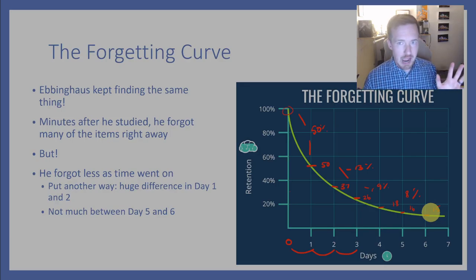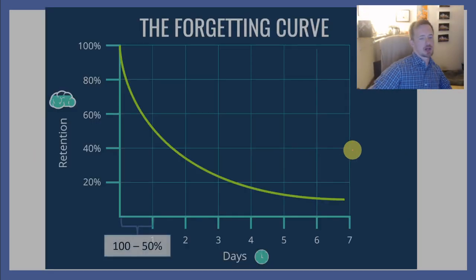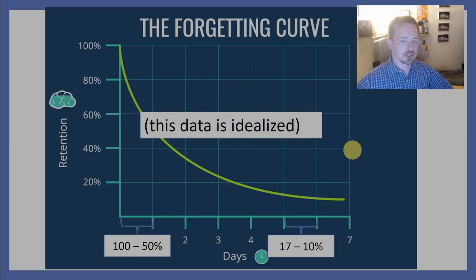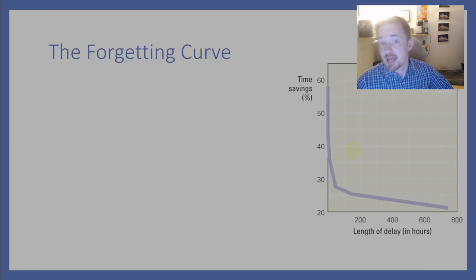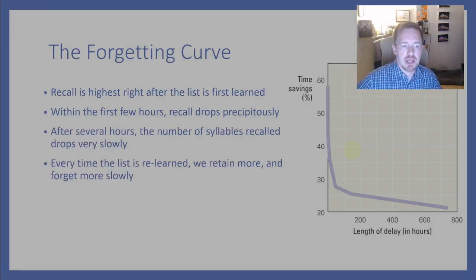All right, so that was a lot of info, and a lot of it we're going to see throughout the chapter. But this is the core idea of Ebbinghaus, the forgetting curve: instantly we're going to forget a lot of it, and as time goes on, we're going to essentially forget less. That's not the only thing that Ebbinghaus discovered. He also discovered something called savings acquisition.